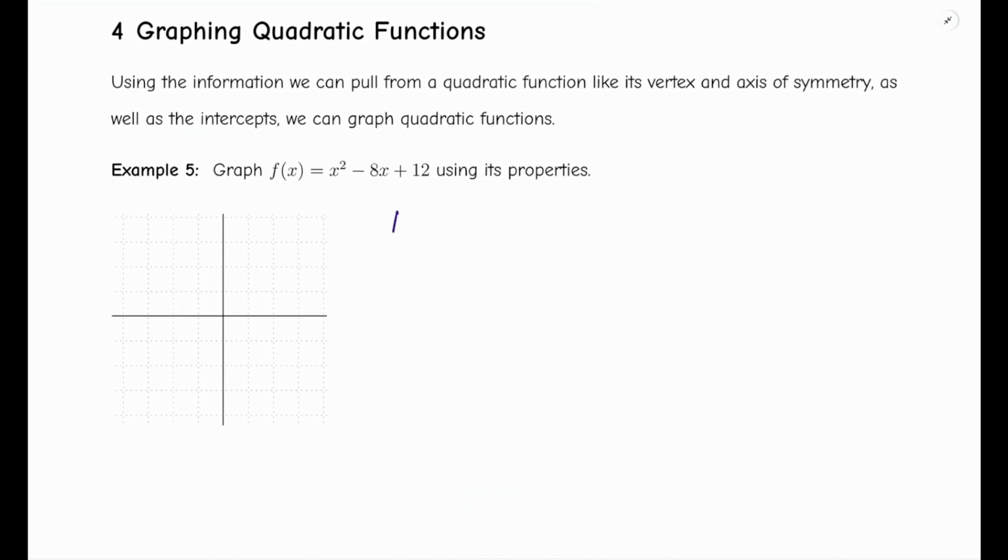First thing I'm going to do is find the axis of symmetry, which is negative b over 2a. So negative, negative 8 all over 2 times 1. So we get 8 over 2, or 4. So let me graph that as a dashed line. x equals 4.